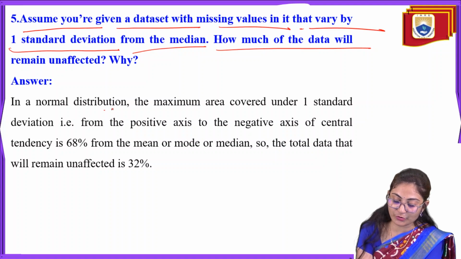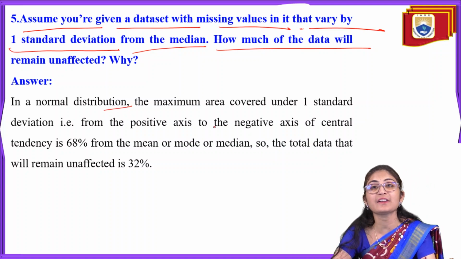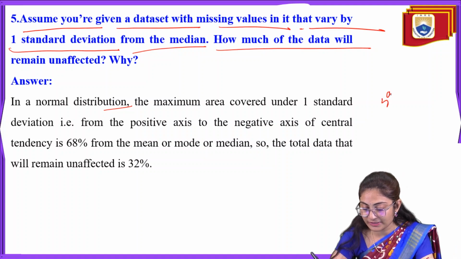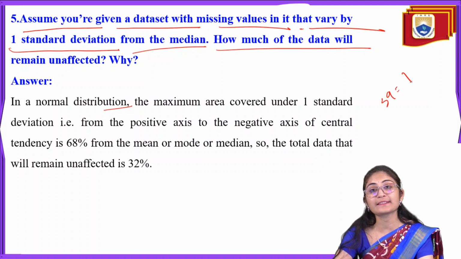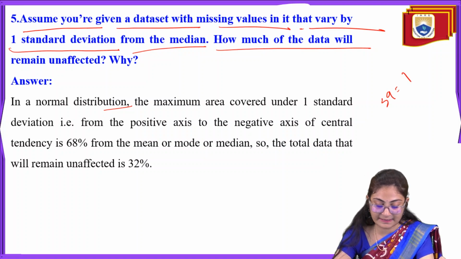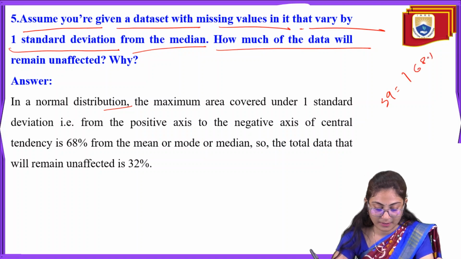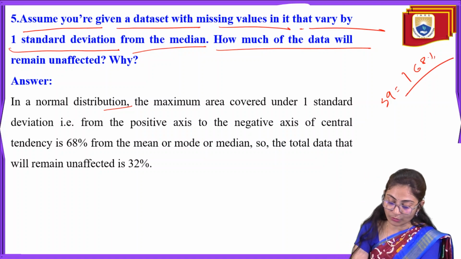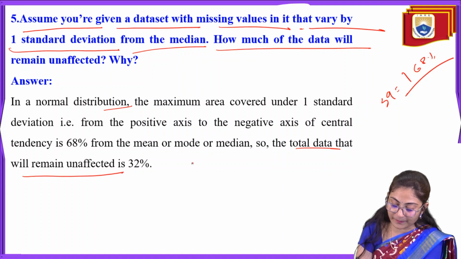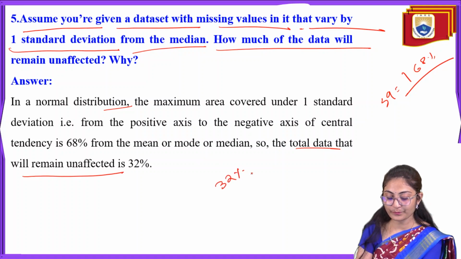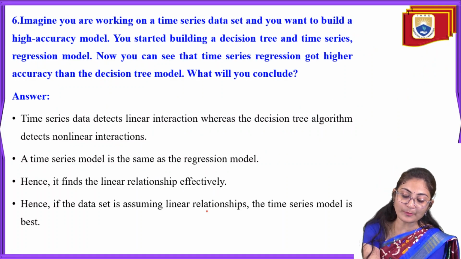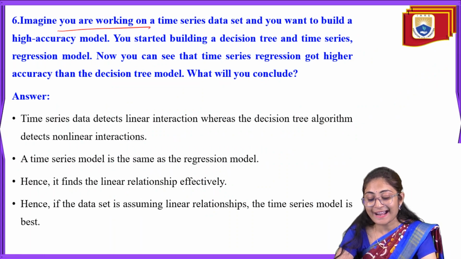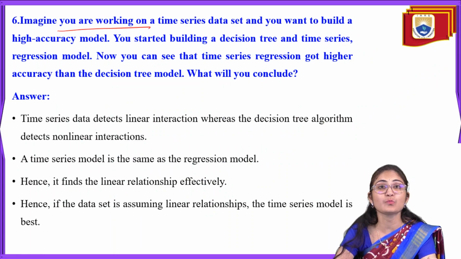In a normal distribution, generally the maximum area is covered under 1 standard deviation. Going from the positive side to the negative side of the central tendency, 1 standard deviation covers about 68%, whether from the mean, mode or median. So the total data that will remain unaffected will be 32%.